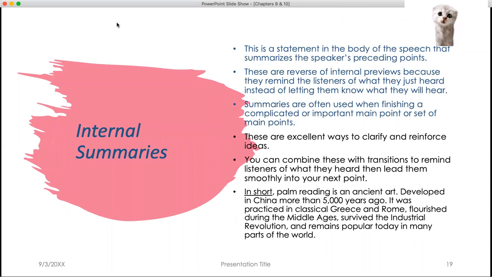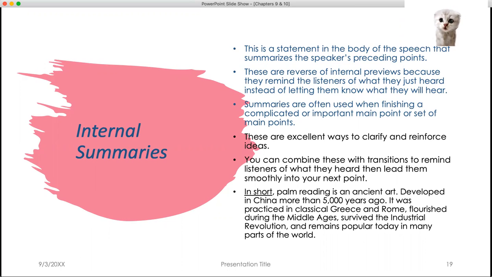Internal summaries. This is a statement in the body of the speech that summarizes the speaker's preceding points. They are the reverse of internal previews because they remind the listener of what they just heard instead of telling them what they're going to hear. Summaries are often used when finishing a complicated or important main point or set of main points. These are excellent ways to clarify and reinforce your ideas. You can combine these with transitions to remind listeners of what they heard, then lead them smoothly into your next point.